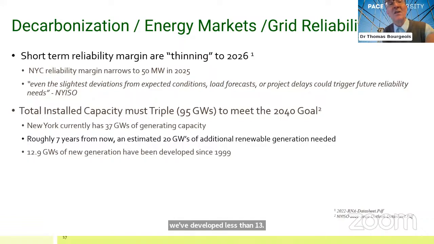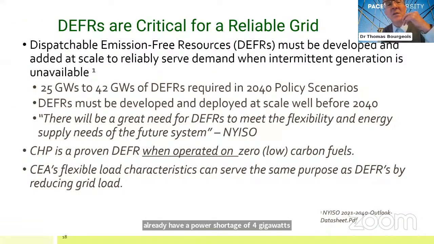We have thinning margins. I mentioned Ontario. They already have a power shortage of 4 gigawatts. And then I talked about this need to make the grid of the future work, to make this totally renewable grid work. You need these resources, what we call DFRs. They have to be operating, and we need them at huge scale. In the published report, the New York Climate Action Plan, which was just published in December of 2022, they identified a variety of studies that said between 15 gigawatts and 42 gigawatts were needed of these resources. Now, this is just to shore up the intermittent grid when it needs to be backed up by rapidly ramping, immediate power. You're going to need to have these resources.